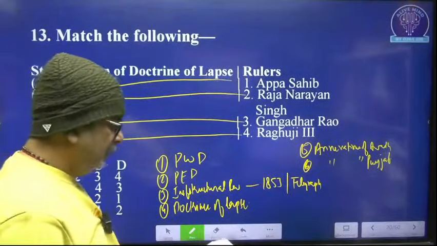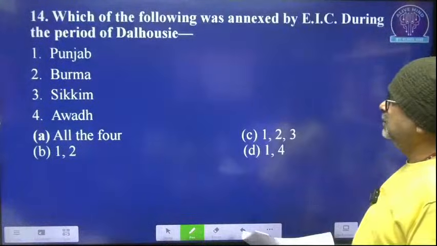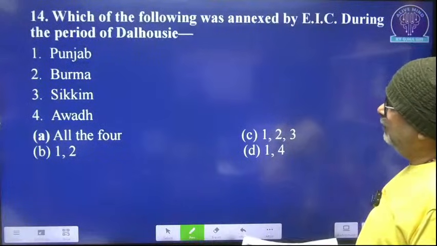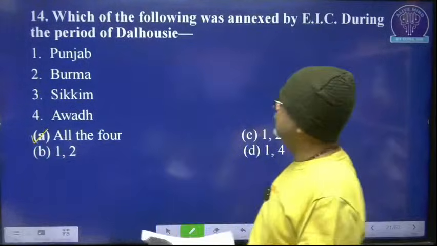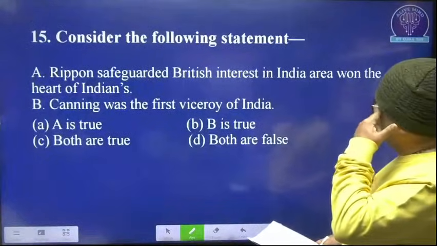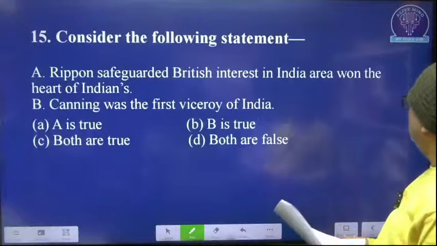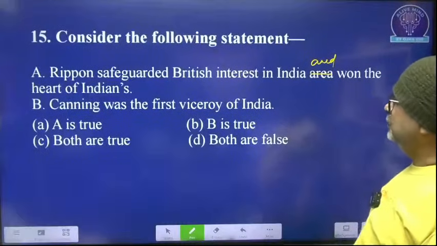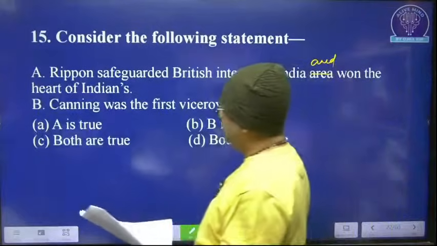14th. Which of the following was annexed by EIC during the period of Dalhousie? Punjab, Burma, Sikkim, Avadh, all were annexed. 14th. Consider the following statements. Ripon safeguarded British interest in India and won the heart of Indians. Correct. Canning was the first Viceroy of India. Both are true. 15C.